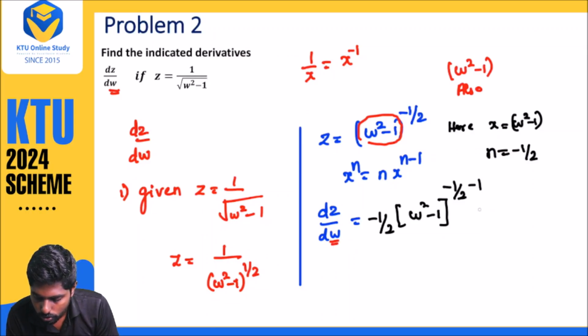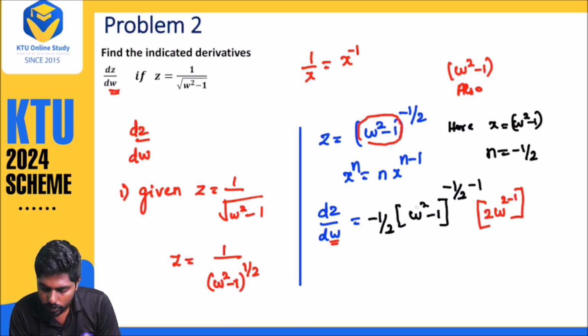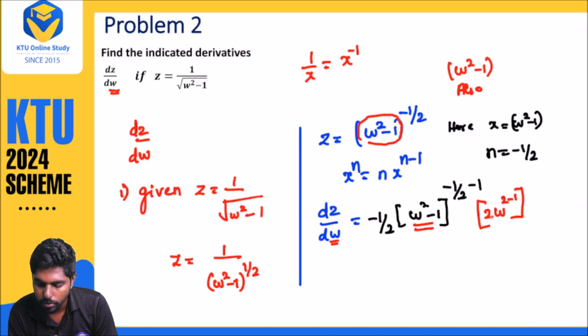W square, when you are solving, it will become 2 into w into 2 minus 1. So when we are solving, we have written x power n, and here inside the bracket also you want to solve. So when we are solving, it will become 2 into w, 2 into w power 2 minus 1. This is nothing but n into w power n minus 1.